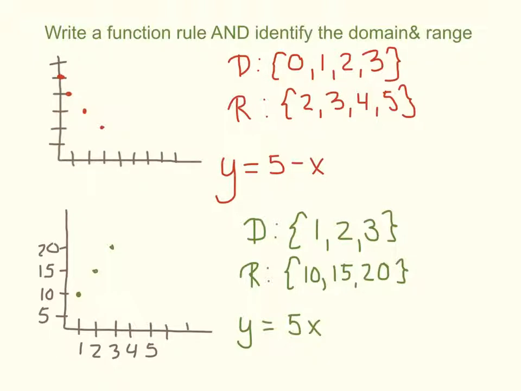However, 1 times 5 is not 10, it is 5. So how do I get from 5 to 10? I add 5. Let's see if that works for 2. 2 times 5 is 10, plus 5 is 15. 3 times 5 is 15, plus 5 is 20. Yes, so my equation is y equals 5x plus 5.